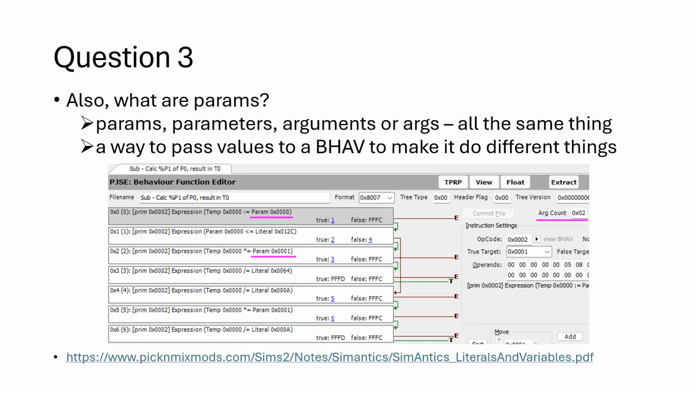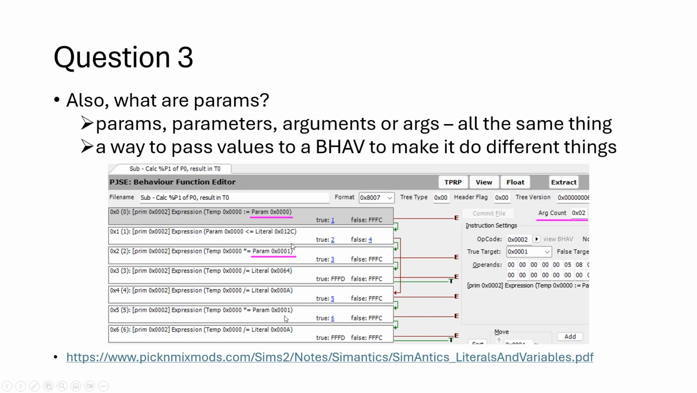You had another question: what are params? Params, parameters, arguments, or args. God knows why Maxis has 4 names for the same thing, or programmers do. They are ways to pass values to a BHAV to make it do different things. If you look in the BHAV editor, there is this thing over here called arg count. An arg is an argument, which is a parameter, so it's taking 2 parameters. As we talked about in demystifying the BHAV editor, they are accessed as param0 and param1.